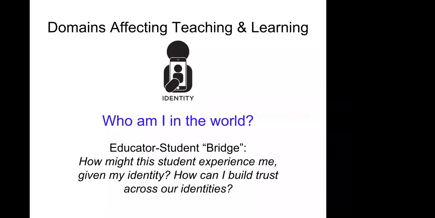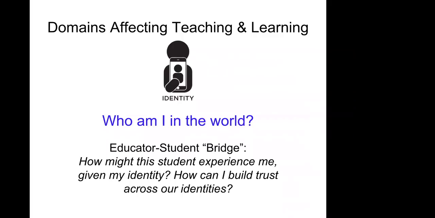So the bridge question, as we're thinking about the student identity, the teacher identity, the educator-student bridge, is really about how might this student experience me, given who I am and given how they see me? How can I build trust across our identities, both in terms of similarities and across our different identities?